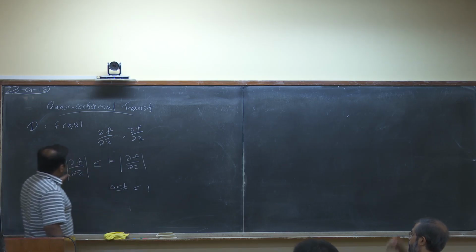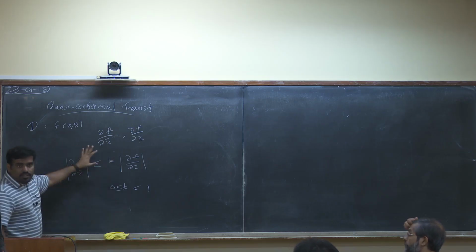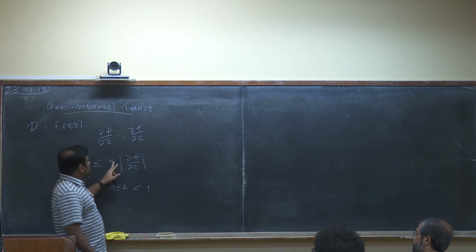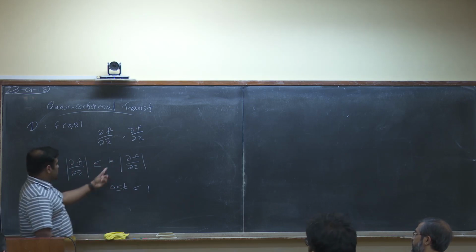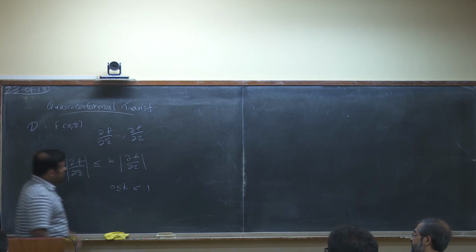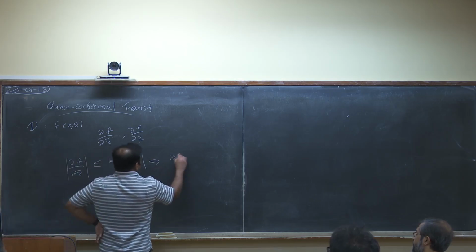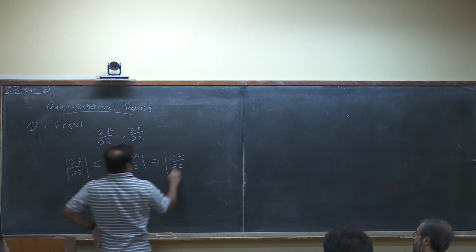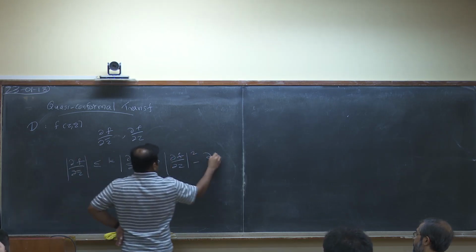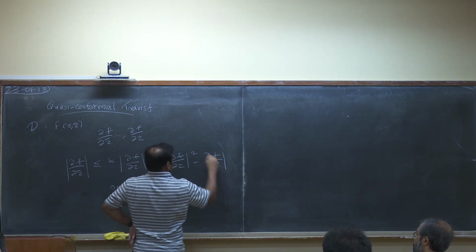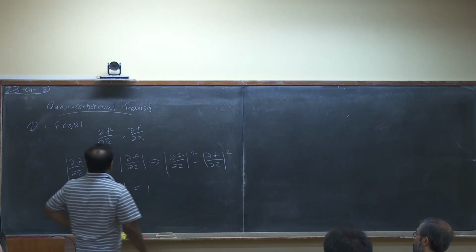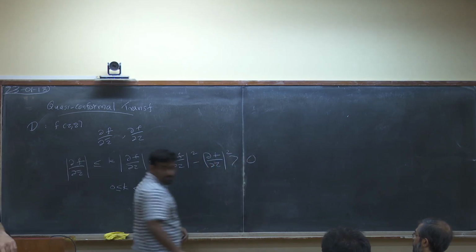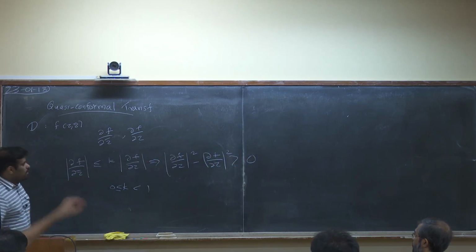The main reason is that we are putting a particular constraint on this function. Del f by del z bar must be less than or equal to k times del f by del z, where k is less than 1. This implies that mod del f by del z squared minus mod del f by del z bar squared is greater than 0.